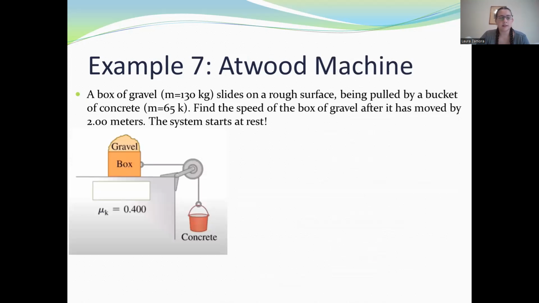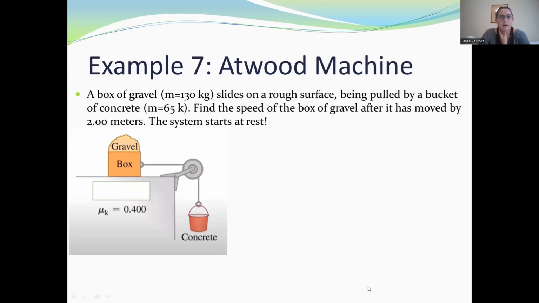Cool. So here is, I believe, our last example that we'll have time for today, but this is a complicated example. This one is advanced. This is like your test problem, final exam type problem. There's a lot going on in this one. So here we go. Example 7, Atwood machine.